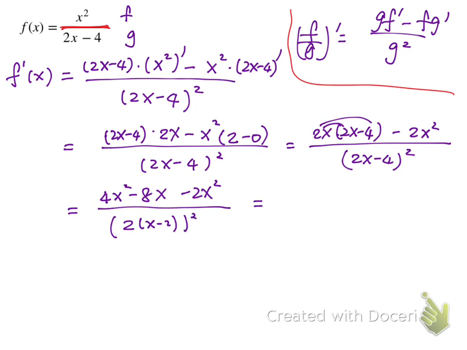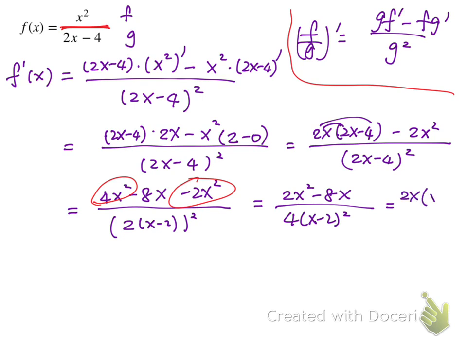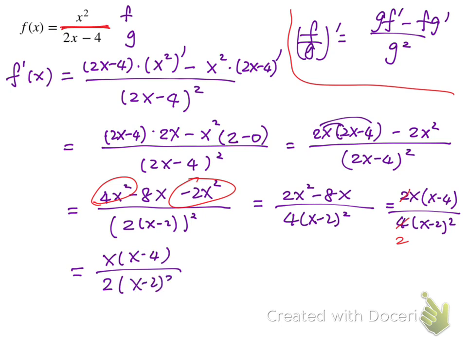So combine the like terms, I'm having this and this. Remember, a term has sign, number, variable. So you're having 4x squared and negative 2x squared. 2x squared minus 8x over 4x minus 2 squared. So this will be 2x times x minus 4 over 4x minus 2 squared. And then I cancel a 2. And I get x times x minus 4 over 2 times x minus 2 squared. That's the answer.